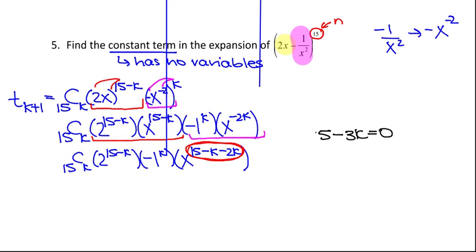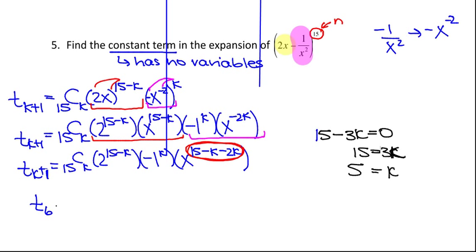Good. So now I have 15 minus 3k is equal to 0. So 15 is equal to 3k, and so k is equal to 5. Perfect. Now I get to plug that in. So now I know that k is 5, so I know I'm dealing with the 6th term. Too bad that wasn't the question, because then we would have it answered. But it's actually asking for the constant term, not which term is constant.